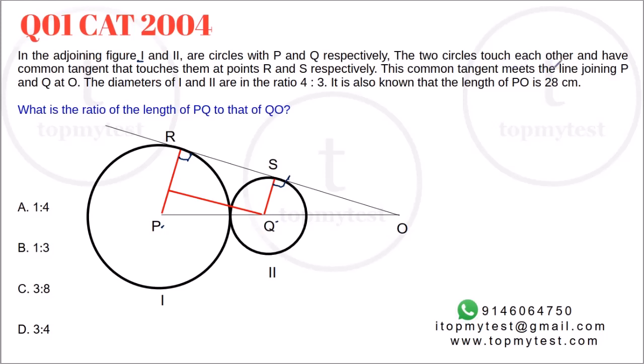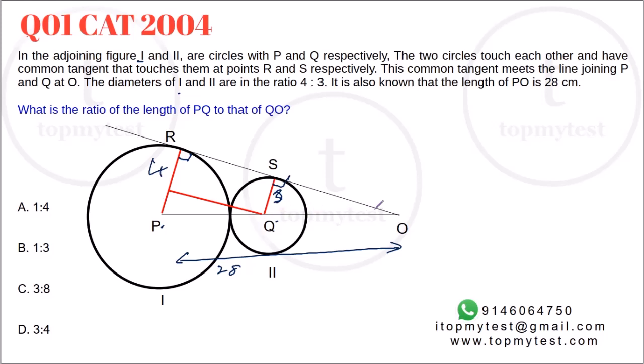This common tangent meets the line joining P and Q at O. So this is a straight line meeting it at O. The diameters of 1 and 2 are in the ratio 4:3. It is also known that the length PO is 28. So this entire length is 28. Right. Now, since these are similar triangles, this is 3 units, this is 4 units, right?